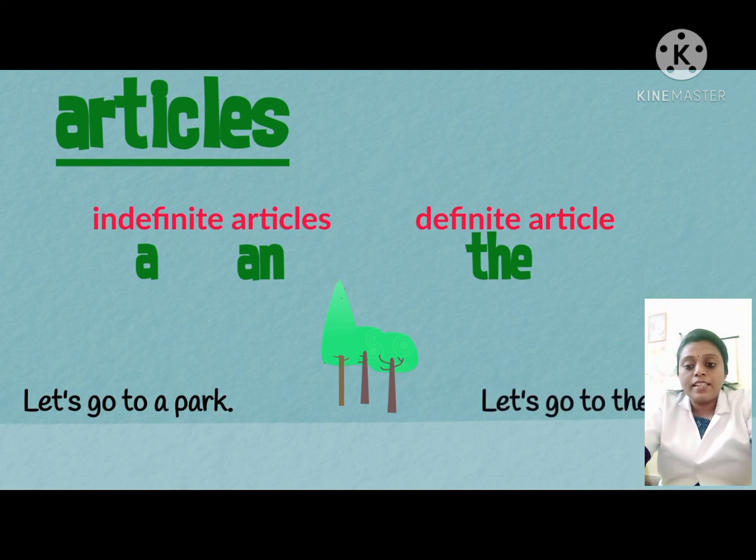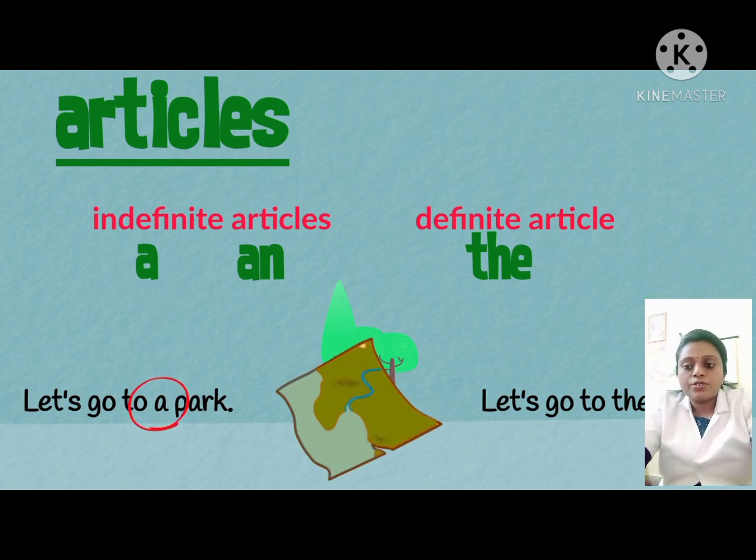Next example. Let's go to a park. We don't know about the park. That's why we used a park. Let's go to the park. When we are already familiar with the park, we use the park.